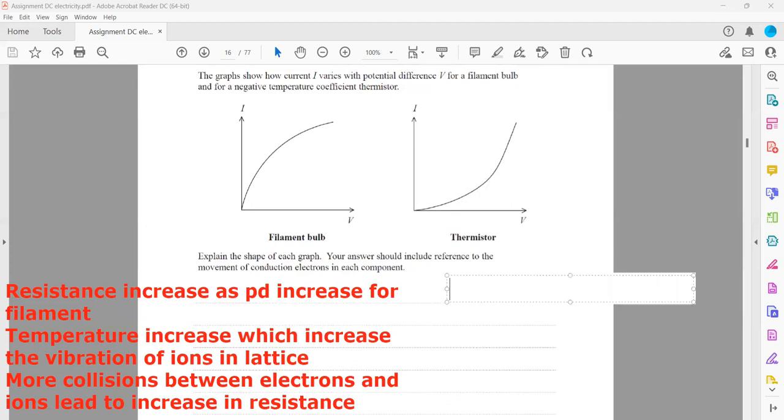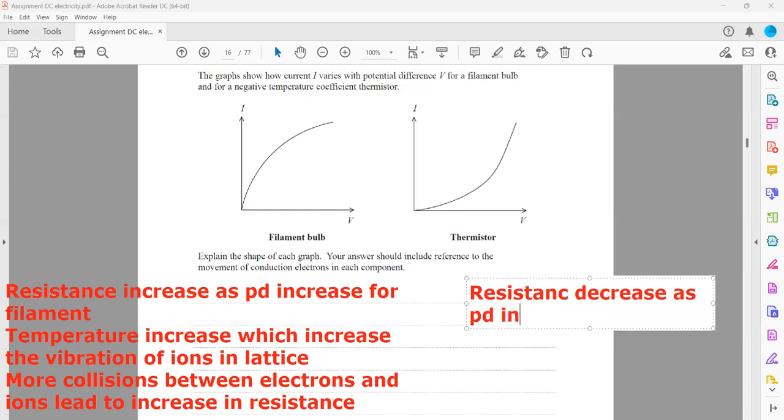As you can see, the resistance decreases as the potential increases. Like we are increasing the voltage, but the resistance is decreasing. And what is the reason for that? As the temperature increases, there will be more charge carriers or conduction electrons. So resistance decreases as the potential difference increases for the thermistor. That is one thing.